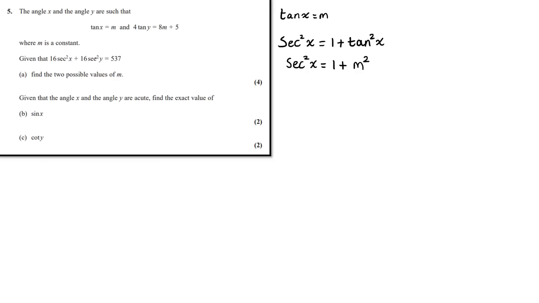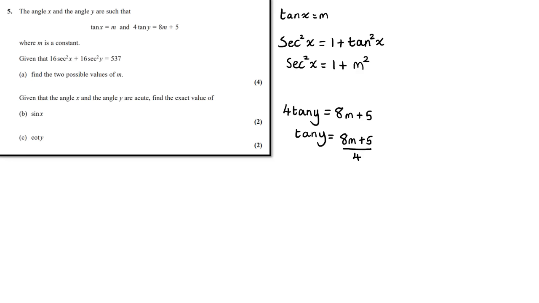Now let's consider the sec squared y. Well, we know 4 tan y is equal to am plus 5. So the first thing we need to do here is just get rid of this 4 on the left-hand side, so we've just got it in terms of tan y. So we divide both sides by 4. So I get tan y is equal to am plus 5 all over 4.